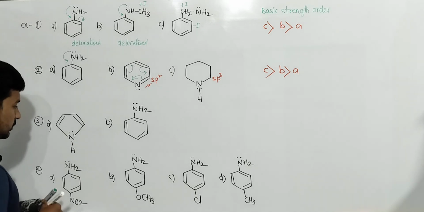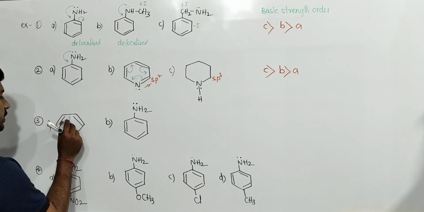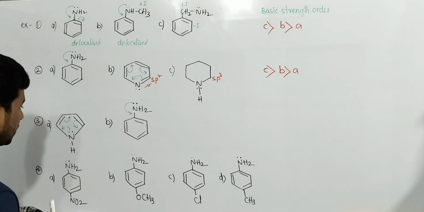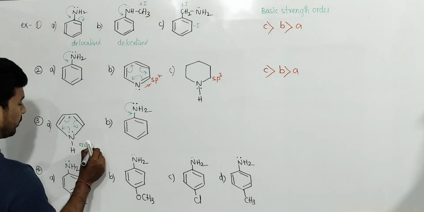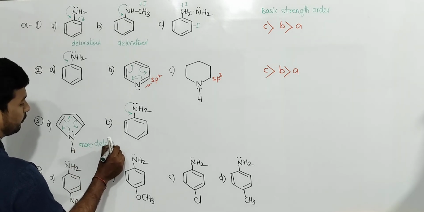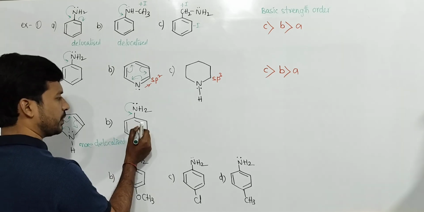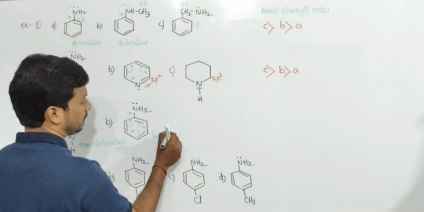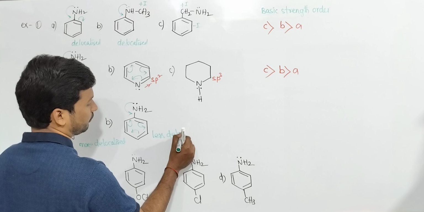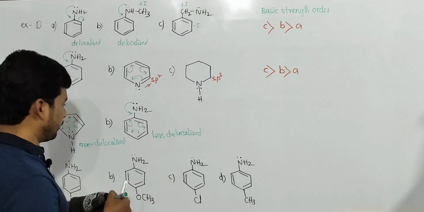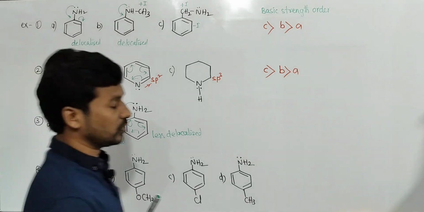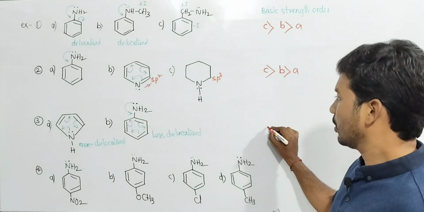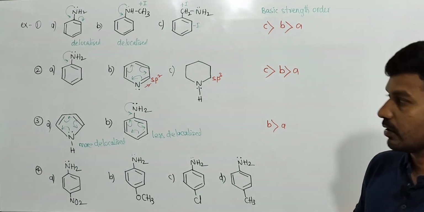Here lone pair electrons are completely involved in delocalization like this. So lone pair electrons are not free. Here lone pair electrons are involved in delocalization, but there is more delocalization here. Lone pair is involved in more delocalization. Here, even without lone pair, delocalization is possible like this. So less delocalized. Lone pair is involved in less delocalization. Therefore, where lone pair is necessary, that does not donate lone pair electron. Here lone pair electron is involved in delocalization but not necessary. So B is a stronger base than A.